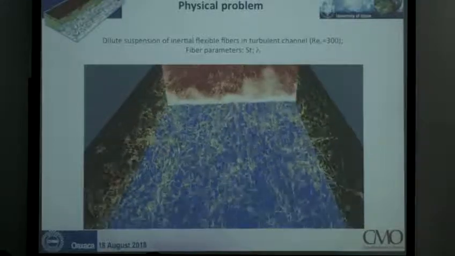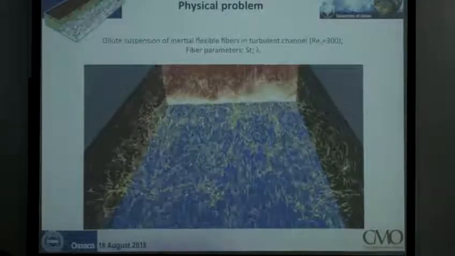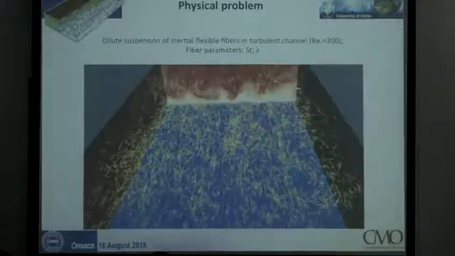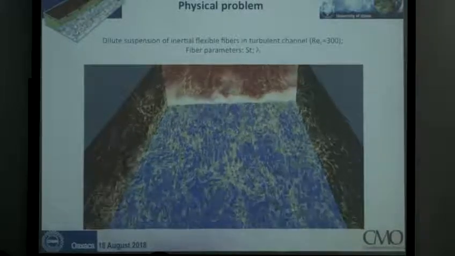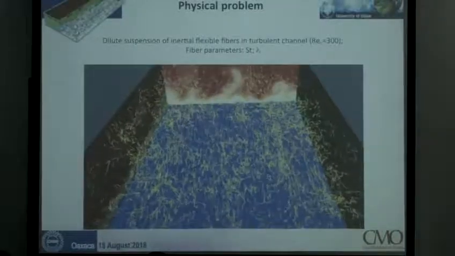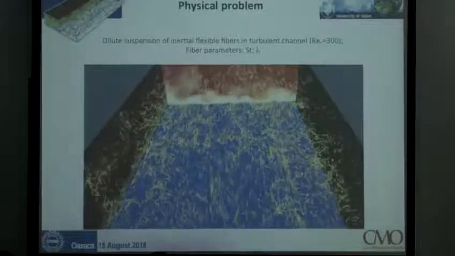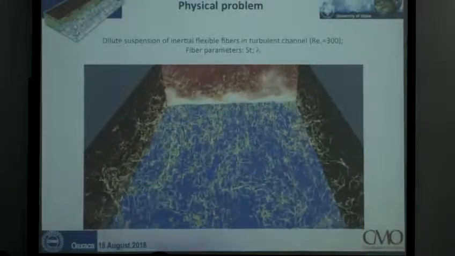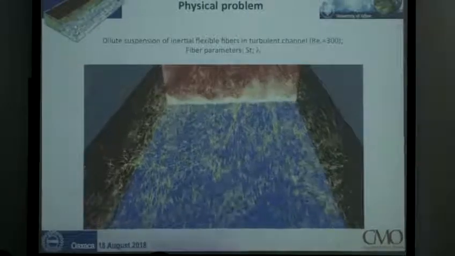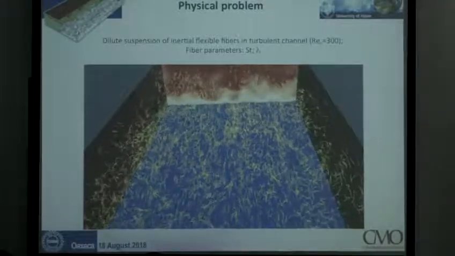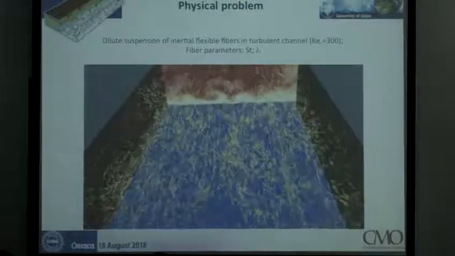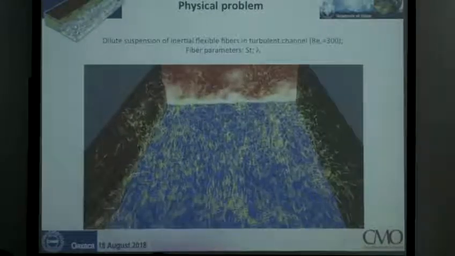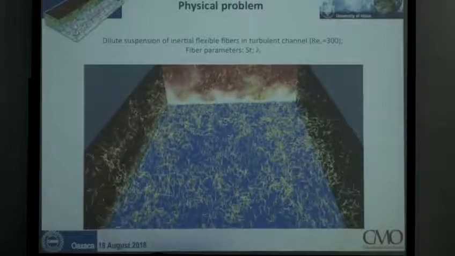So that's the physical problem that we are interested in. We are releasing a number of flexible fibers in a turbulent channel flow at not very high Reynolds number. This is the shear Reynolds number based on the channel half-height. The reason for choosing this value was to compare with previous data sets that we had for spherical particles and rigid fibers, so to make comparisons.